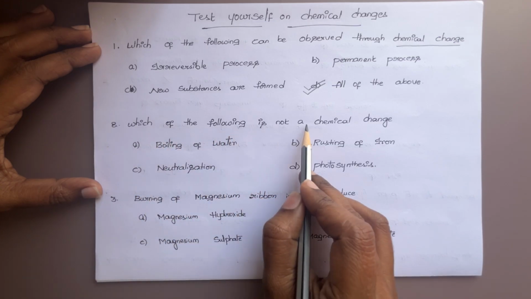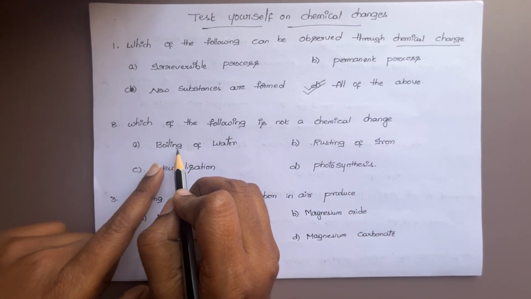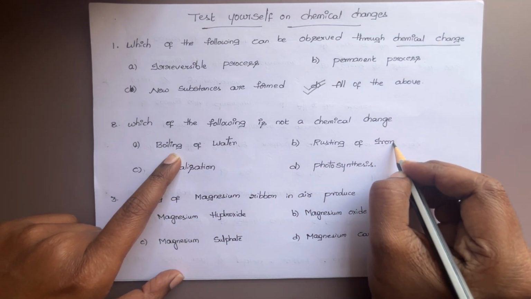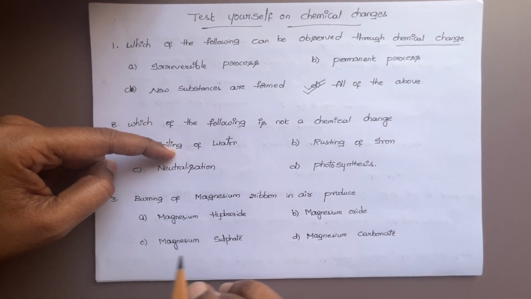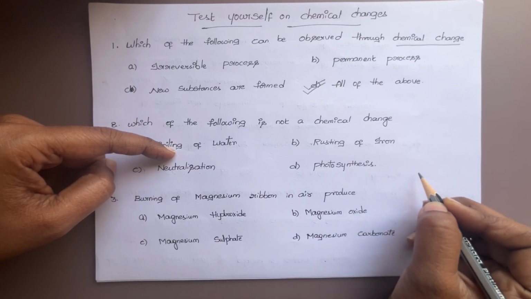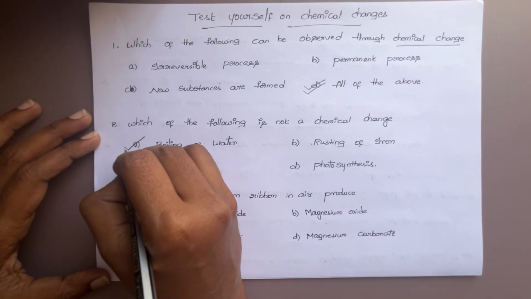Which of the following is not a chemical change? Boiling of water is a physical change, a change in state. Rusting of iron is a chemical change. Neutralization: acid and base react and produce salt. Photosynthesis process: carbon dioxide is converted into glucose. So all these are chemical changes. This is a physical change.